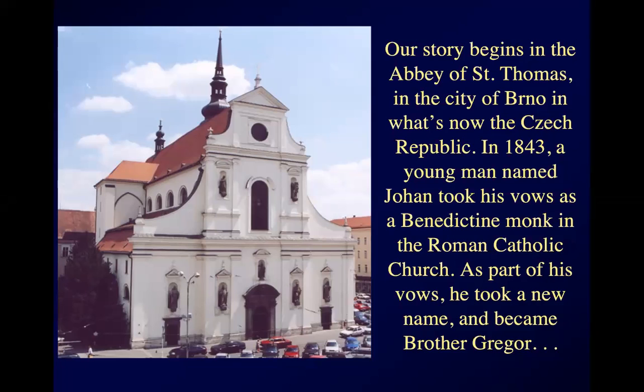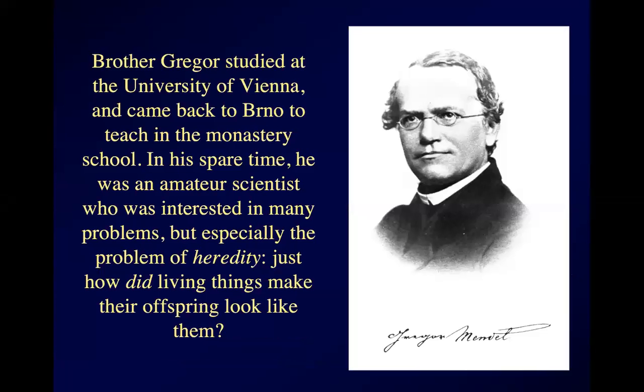And it starts in 1843 with a young man named Johann, who took his vows as a monk in the Roman Catholic Church, a monk in the order called the Benedictines. As part of his vows, he took a new name, so nobody remembers that his name was Johann. He became known as Brother Gregor. Brother Gregor studied at the University of Vienna and came back to Brno to teach in the monastery school.